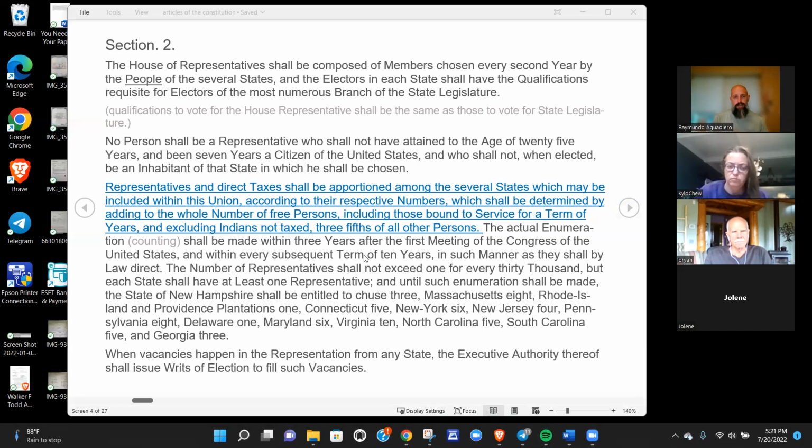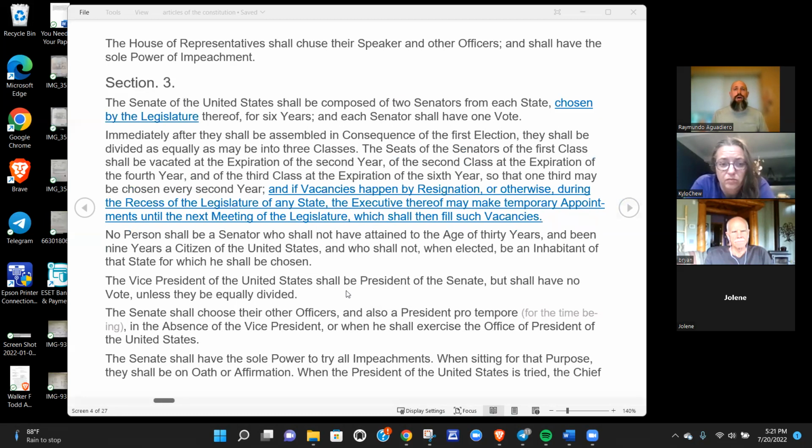When vacancies happen in the representation from any state, the executive authority thereof shall issue writs of election to fill such vacancies. So the president can force or create an election for any seat that is vacant. The House of Representatives shall choose their own speaker and other officers, and shall have the sole power of impeachment. So they're the ones that have the power to actually impeach the president.